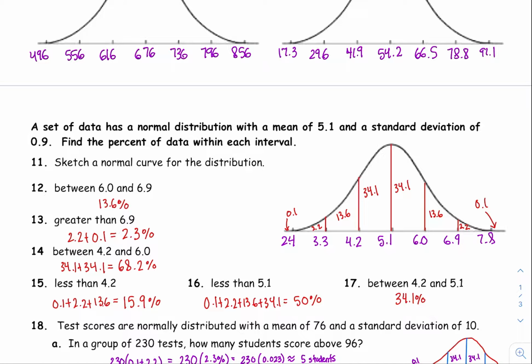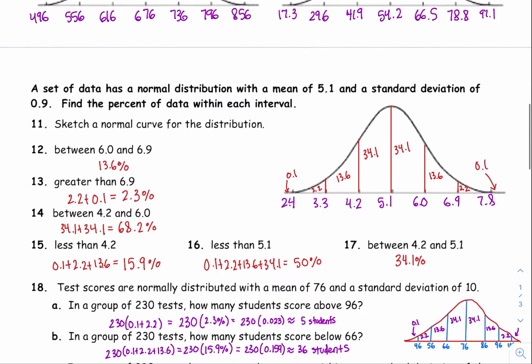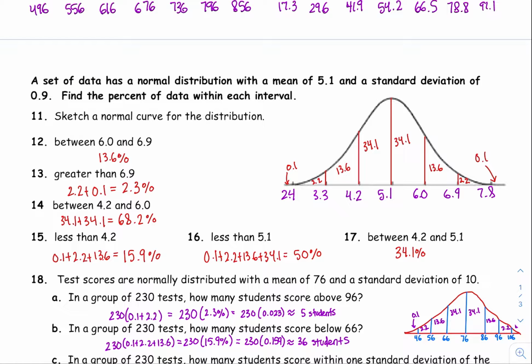Greater than 6.9. So here's 6.9. Greater is this way. So it's 2.2 plus 0.1 to get 2.3%. Between 4.2 and 6.0, so 4.2 is right here, 6.0 is right there. In between, so it's that percentage, which is 68.2%. Less than 4.2, so here's 4.2, less than is this way, so you add up all of these percentages, and that's 15.9%.